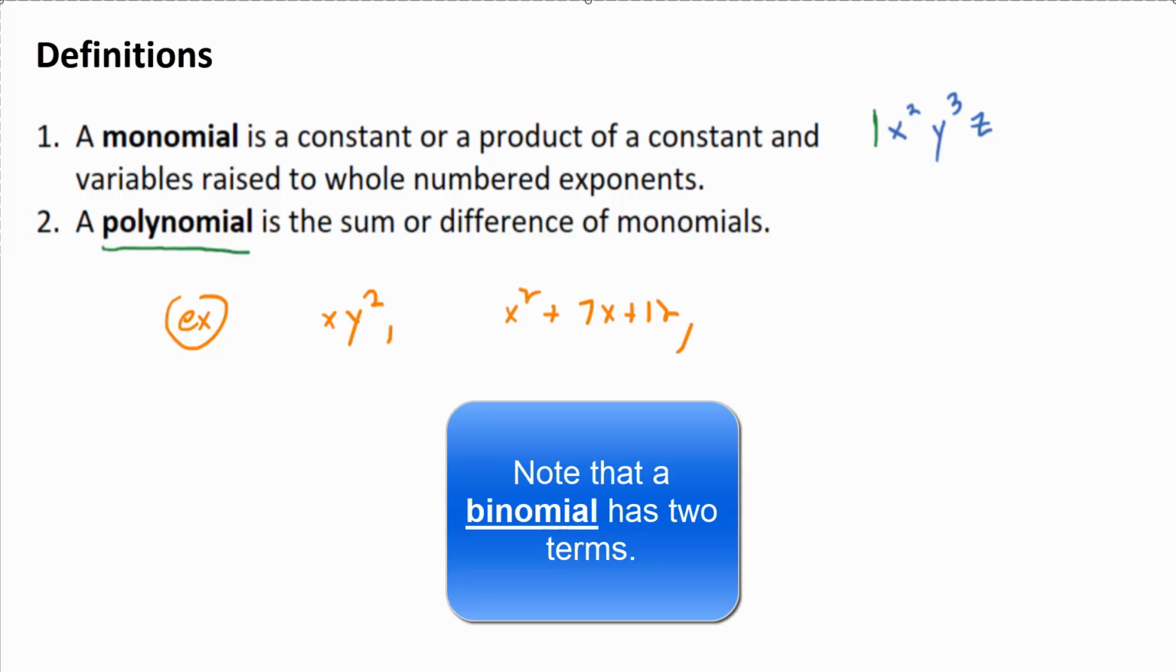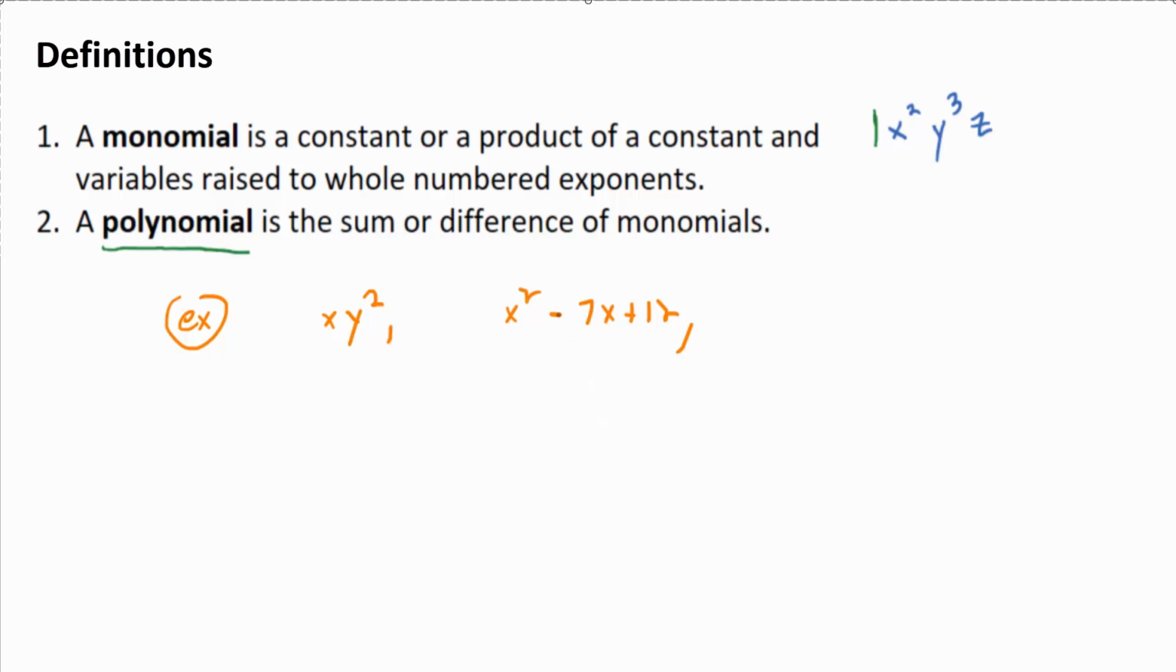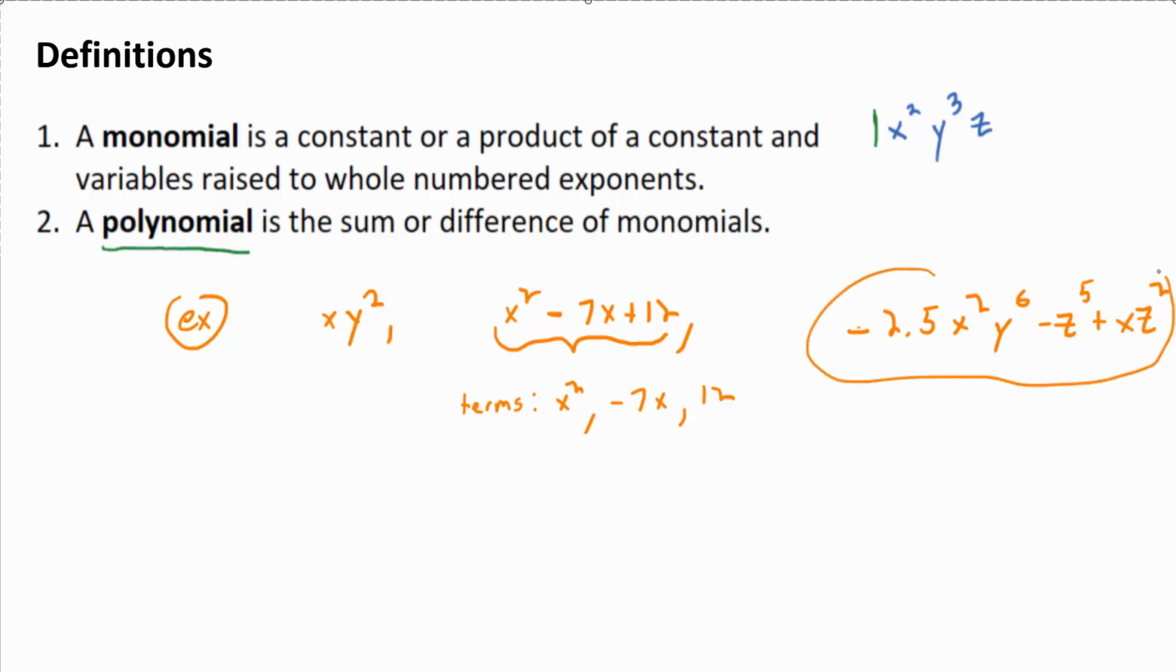What if I change it to a minus 7x? Then what would you call the terms? The individual monomials that make this up, the terms would be x squared. You'd include the negative, wouldn't you? You'd think of it as plus a negative 7x when it's a minus 7x. So the individual monomials that make this polynomial up are x squared, negative 7x, and 12. And then, of course, you could have a polynomial with many different variables. You could have something like negative 2.5 x squared y to the 6th minus z to the 5th plus xz squared. Just making them up as I go. But here's a polynomial of 3 variables, right?